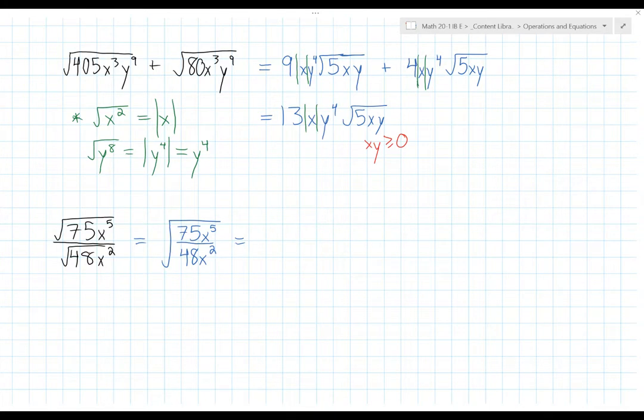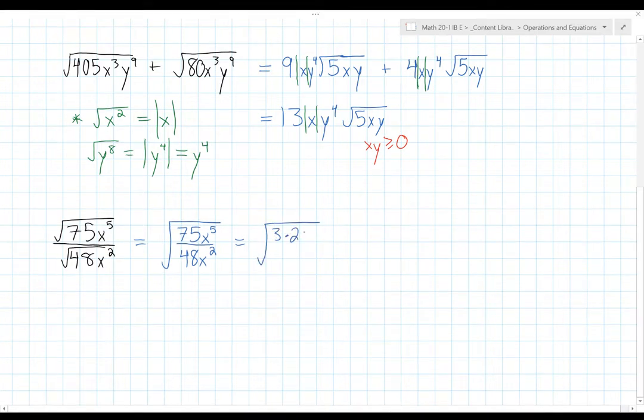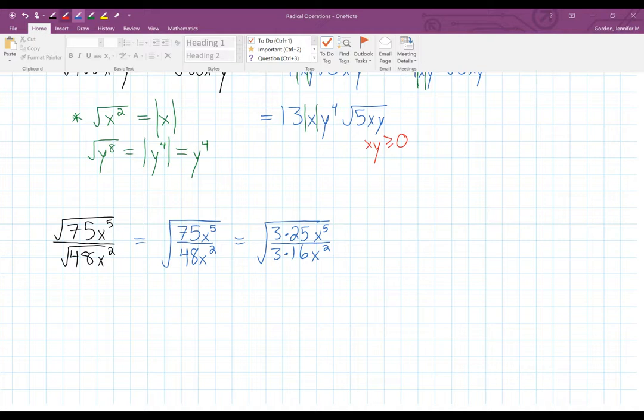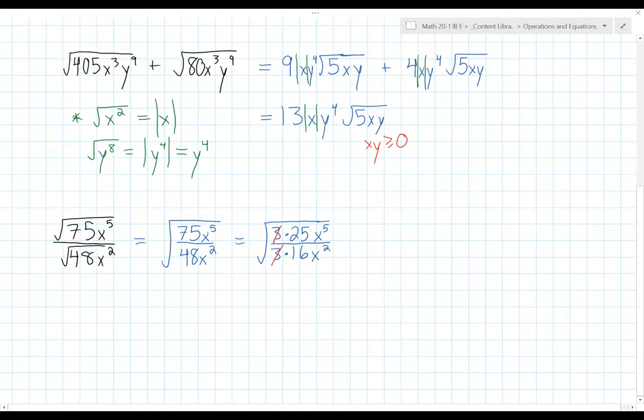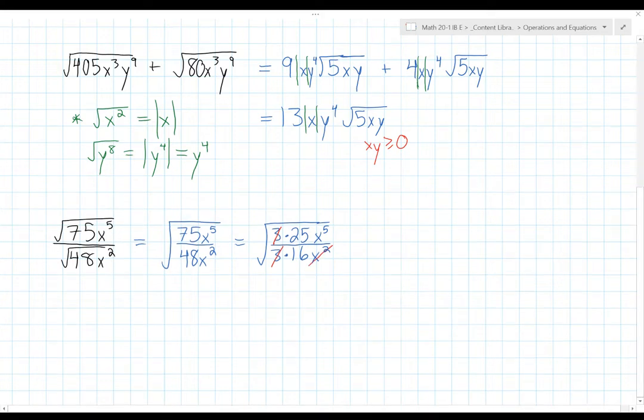And a common factor between 75 and 48 is 3. So if I divide them both by 3, I get 3 times 25, x to the power of 5. And I get 3 times 16, x to the power of 2, which allows me now to cancel out the 3. And conveniently in this case, both 25 and 16 are perfect squares. Also, I know with the x to the power of 5, I can cancel it with the x to the power of 2, and I get x cubed.